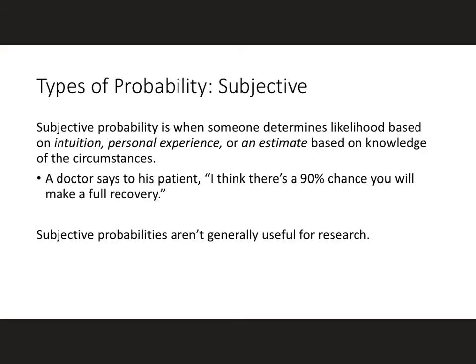Looking at subjective probability, this is when someone determines likelihood based on intuition, personal experience, or an estimate based on knowledge of the circumstances. For example, a doctor could say to his patients, I think there's a 90% chance you will make a full recovery. This is the doctor's personal opinion based on things that he knows about the circumstance. So subjective probabilities aren't generally useful for research.